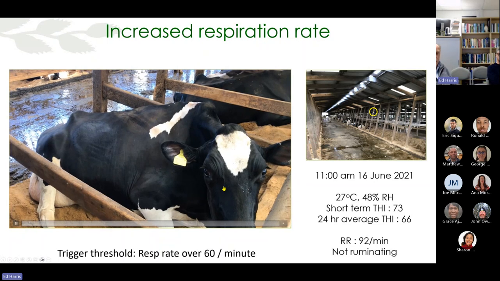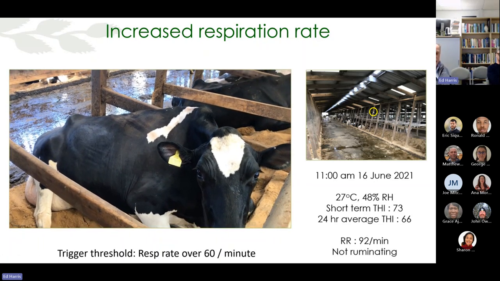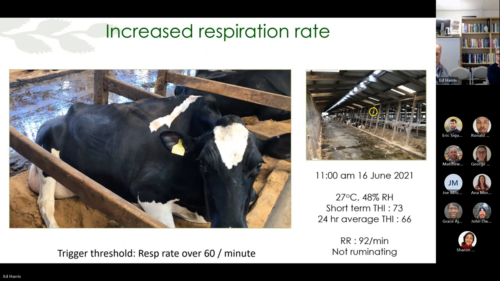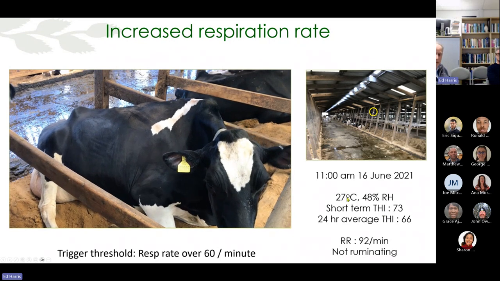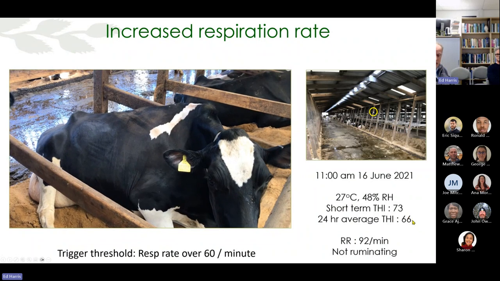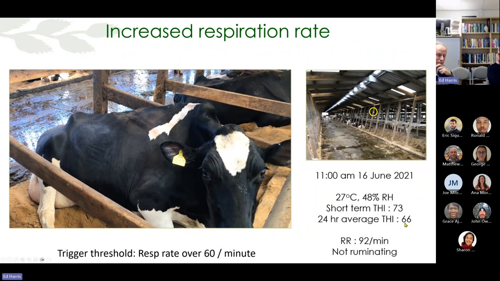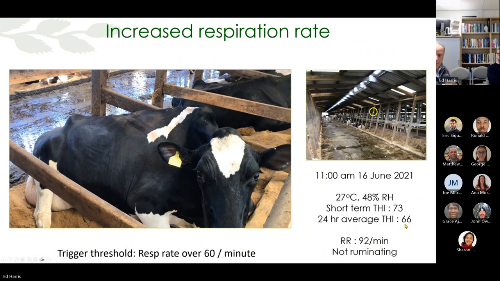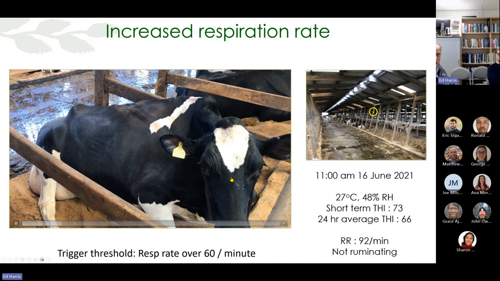And if cows are just stood around doing nothing, their production's going to fall away. And it wasn't that hot at the time. It was 27 degrees centigrade in that shed, and we could calculate the THIs. And from the literature, these THI values aren't really that high. But she is definitely suffering. Her production's going to suffer as well.